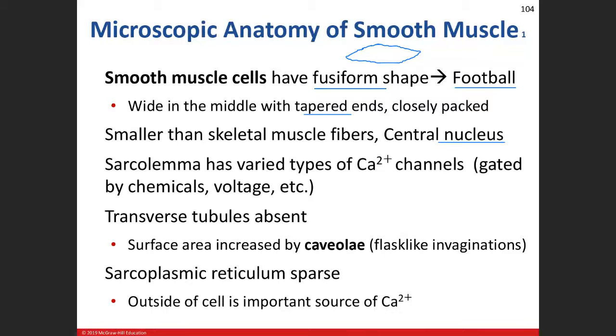It's just one. Our sarcolemma, that's the plasma membrane of a smooth muscle, has calcium channels here. There are chemical calcium channels and voltage calcium channels. We do not have T-tubules. T-tubules do not exist. Instead we have caveolae.